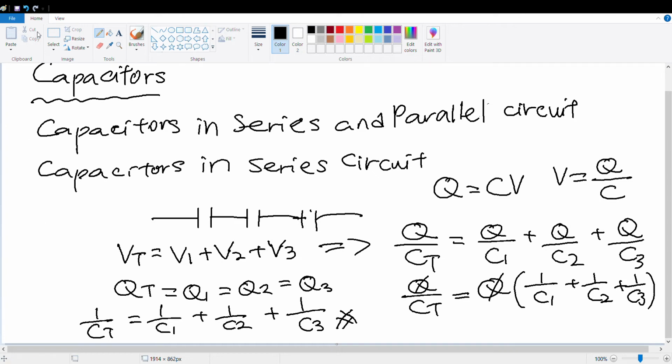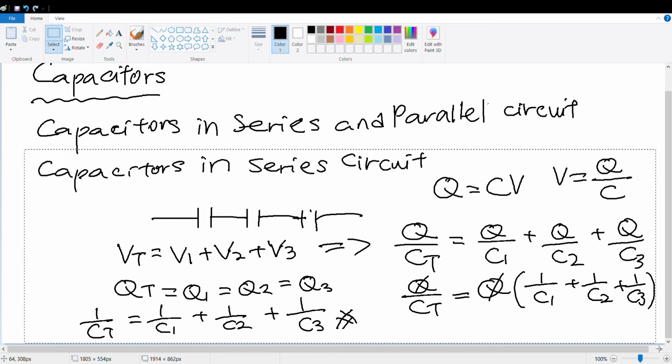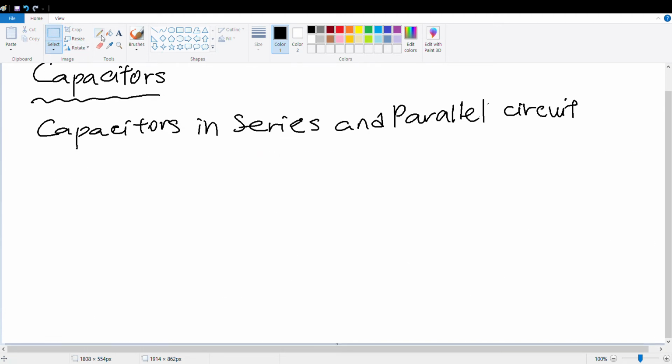So let's move on to the second principle, the second piece of knowledge, which is capacitors in parallel circuits.